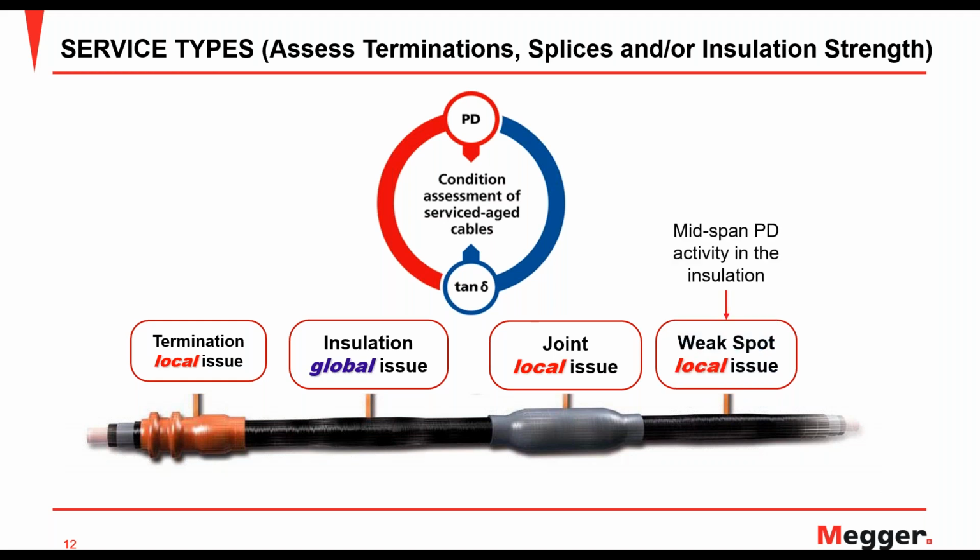Now you can see the weak spot is X'd out, but in reality, we can find mid-span PD activity in the insulation between joints or splices or terminations. And one situation may be similar to, and I'll call upon this again because we're going to look at a measurement example that could show something similar, but it could be the overclamping of those cables or the bend radius exceeding that bend radius. So that could be a situation where you may find mid-span PD and find a local weak spot.